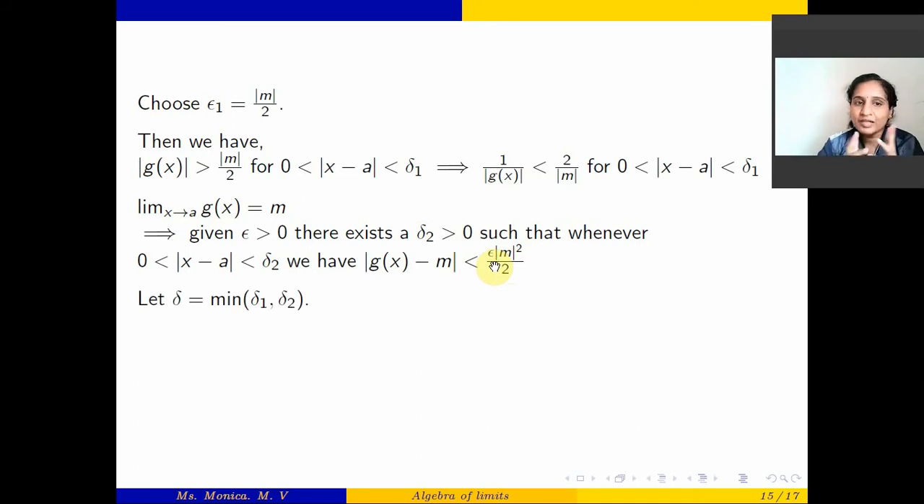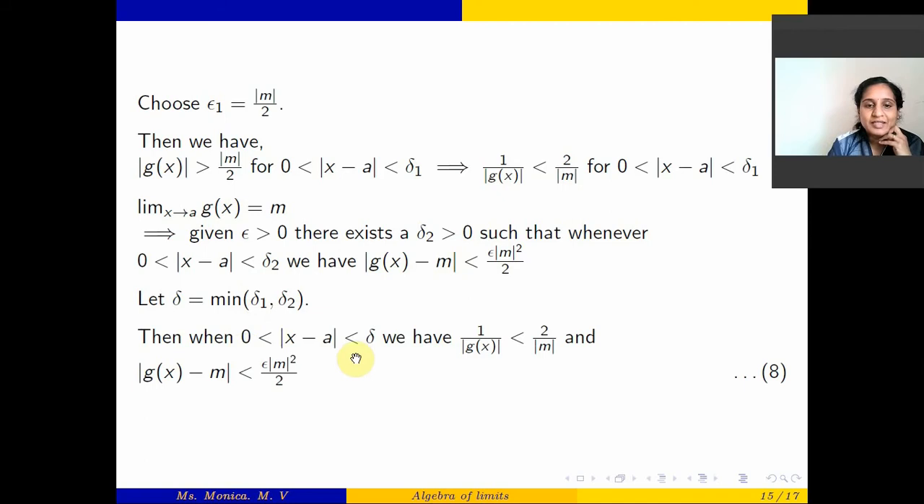Now I had two deltas. I will take the minimum of delta 1 and delta 2. I hope you have the idea now why we take this minimum. I take the minimum so that the conditions which are satisfied for less than delta 1 and less than delta 2 are simultaneously satisfied. That means if I choose mod x minus a less than delta, the conditions for mod x minus a less than delta 1 and mod x minus a less than delta 2 are both satisfied.